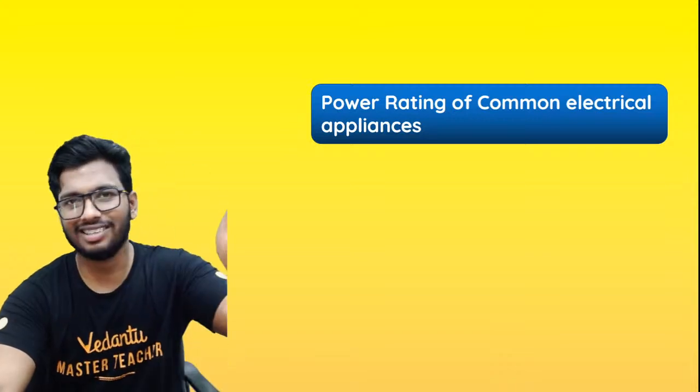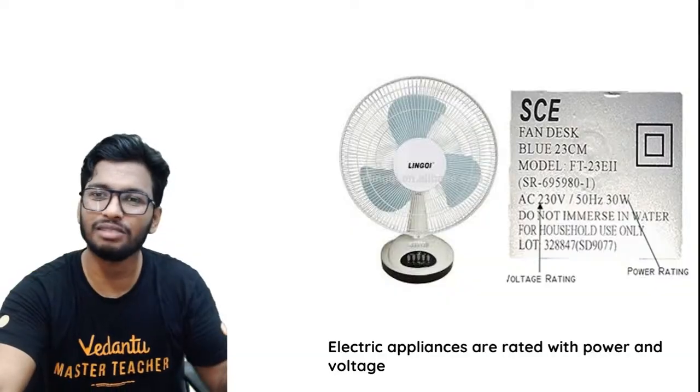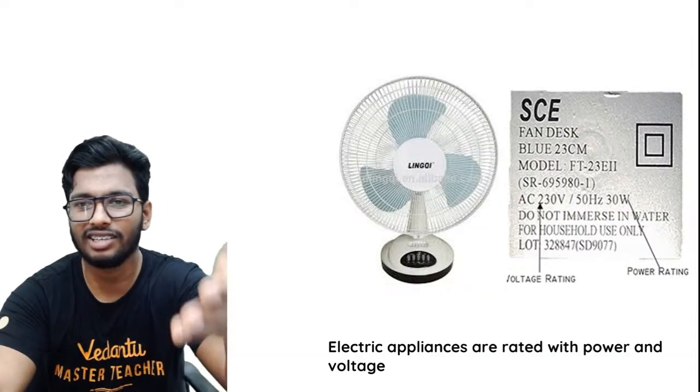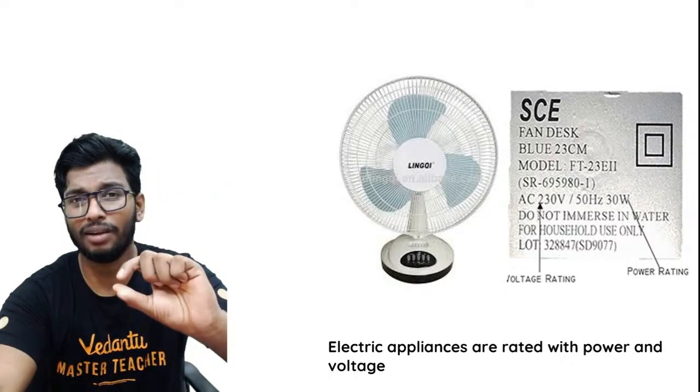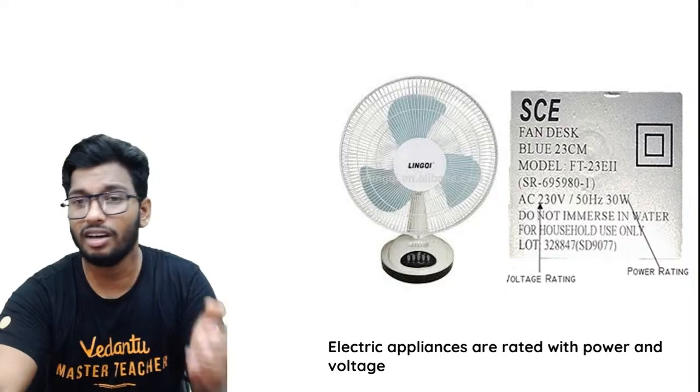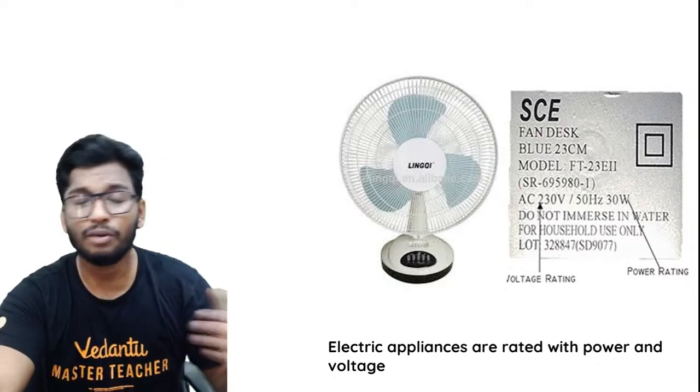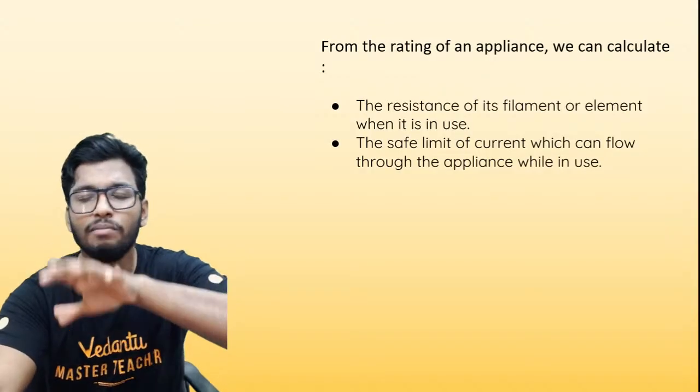All right, and one last thing is the power rating. We've already seen this, but again, power rating, for example, if I have a simple appliance, they would have written what is the power rating of the appliance. They would have written what is the voltage, the current, the frequency, if it is AC, DC, whatever it is, they would have mentioned all of that.